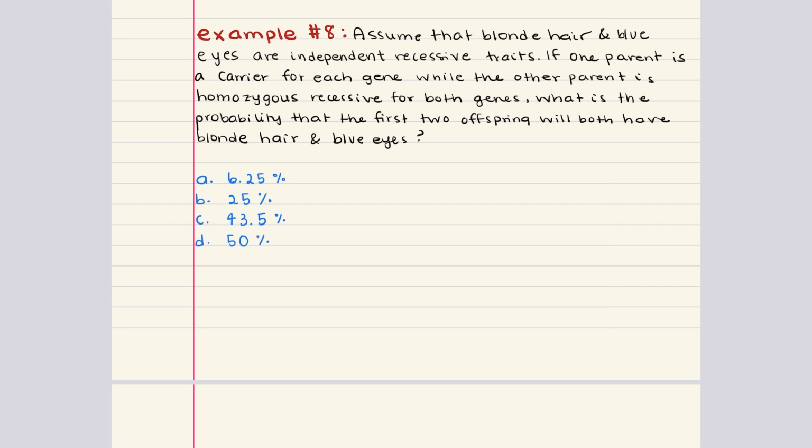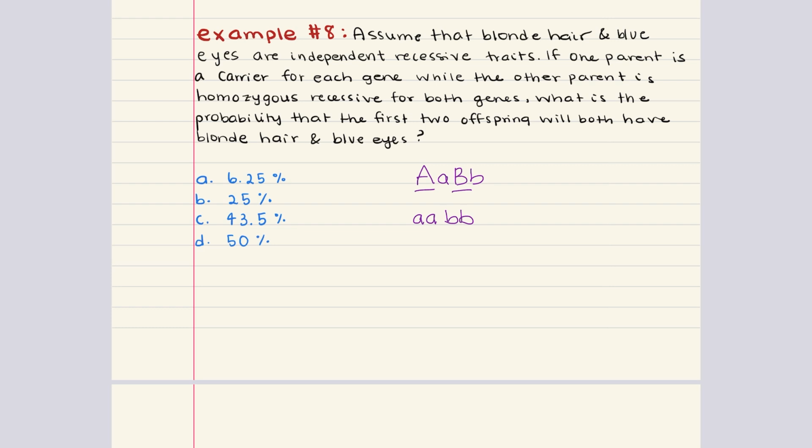Now, in this scenario, one parent is a carrier for both traits, meaning their genotype is capital A, lowercase a, capital B, lowercase b, where the capital letters indicate the dominant allele and the lowercase letters indicate the recessive allele. Now, the other parent is homozygous recessive for both traits, so their genotype is going to be lowercase a, lowercase a, lowercase b, lowercase b.